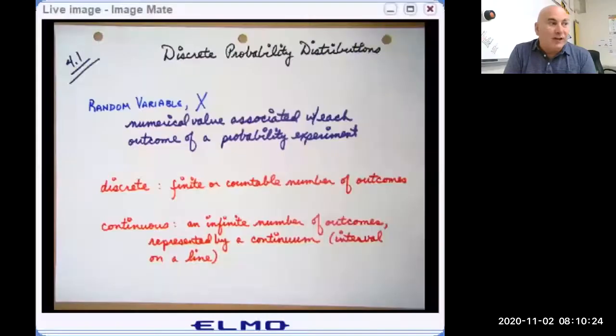And you can see, as we always do, we have to start with some vocabulary. So we're going to introduce the random variable X. And X is a number that's associated with each outcome of a probability experiment. So if I'm rolling a die and I get a 5, well, for that roll, X takes on the value of 5. And if my next roll is a 3, well, that time X takes on the value of 3.